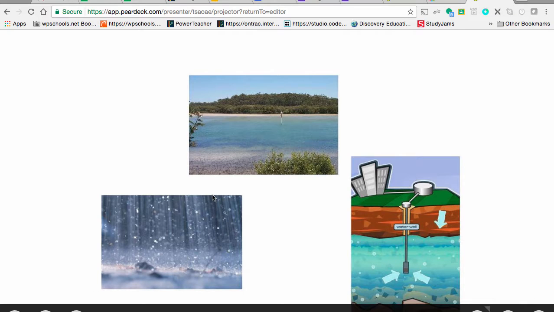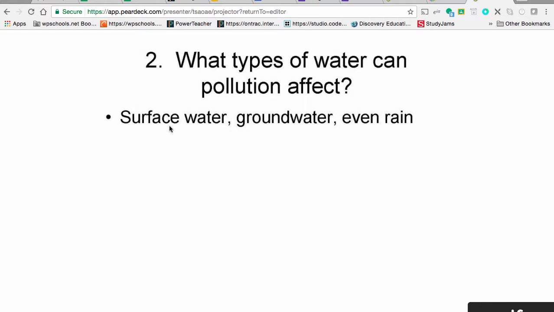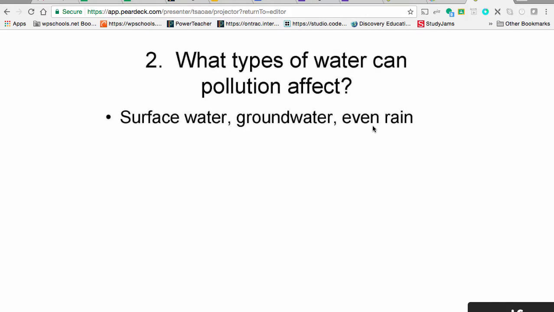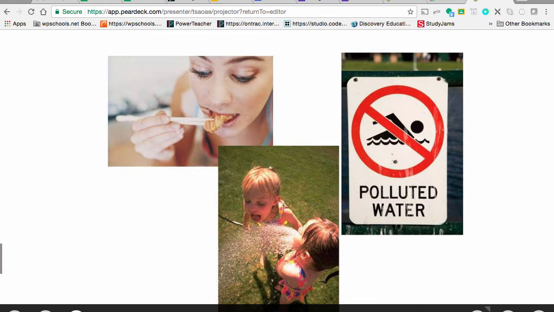So there's three types of water that can be polluted. There's rainwater, there's surface water, and there's groundwater. Surface water can get polluted by just pouring contaminants in the water. Groundwater is where the aquifer gets polluted, and rainwater can be contaminated through smoke and pollutant particles in the air.